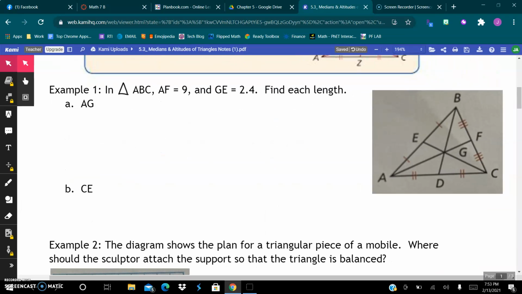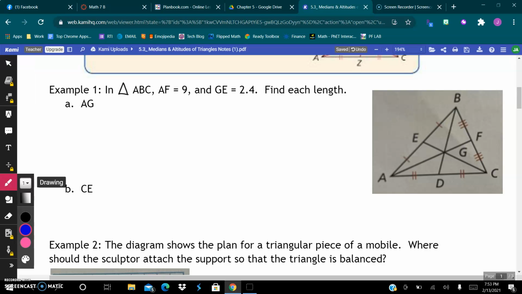In example 1, we have triangle ABC, and they're telling us that segment AF, the whole segment, is 9, and GE, from G to E, this little piece, is 2.4. Find each length. The first one asks us to find AG. AF is 9, and AG is the shorter piece. With the theorem we just learned, AG is 2/3 of AF.